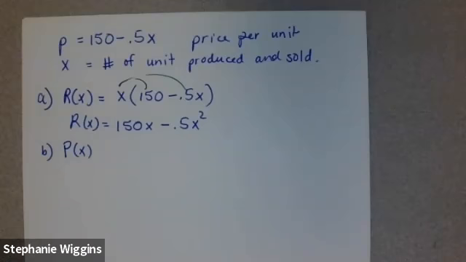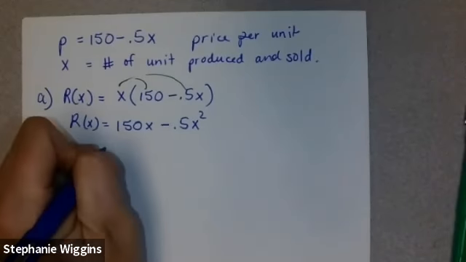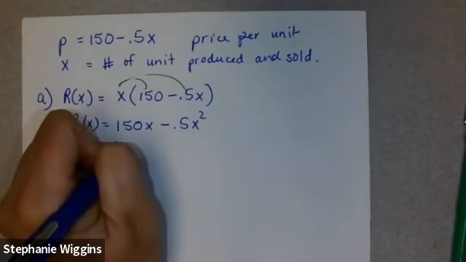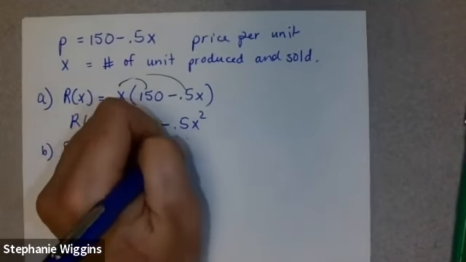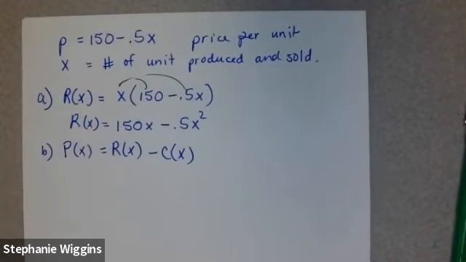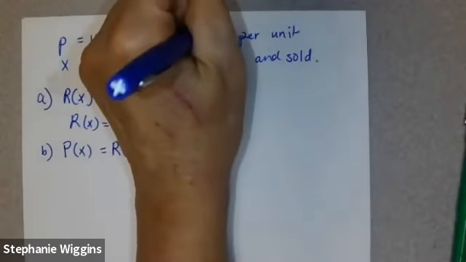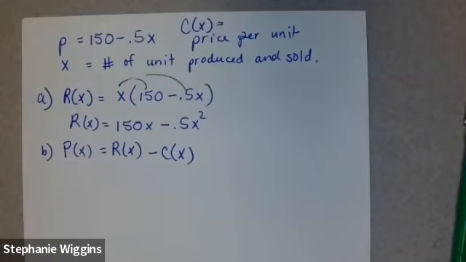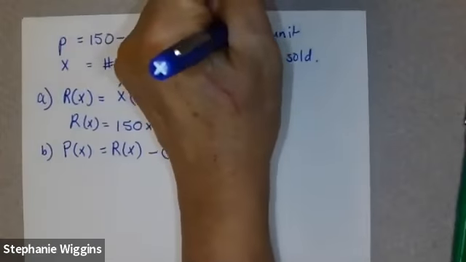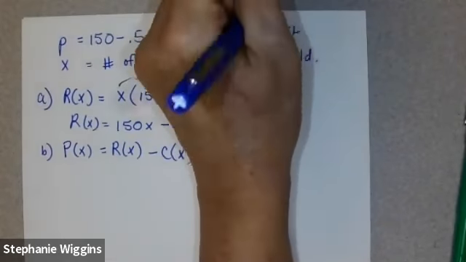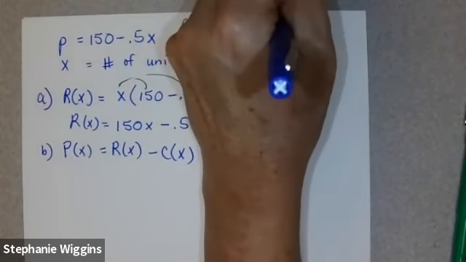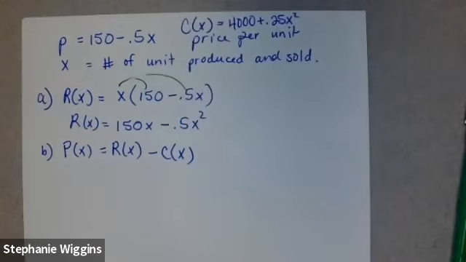To calculate the profit, you take the revenue minus the cost. So it's going to be R of x minus C of x. And this is the part I forgot to write down. In the problem, they give you the cost function. So I should put that up here along with the information that's given to you. And that cost function is 4,000 plus 0.25x squared.